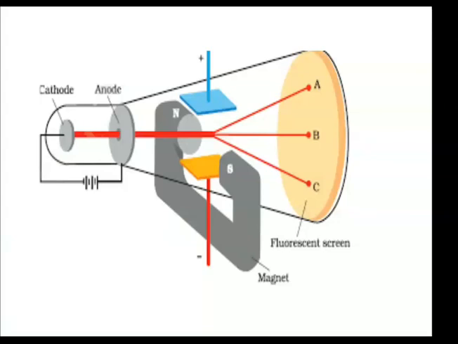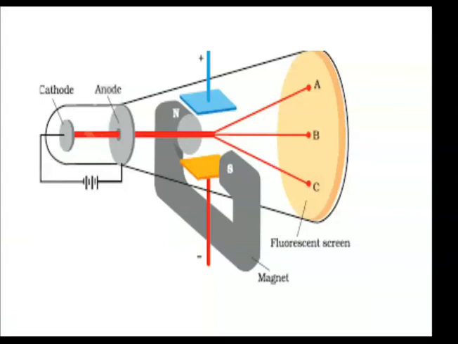Now under the influence of the applied electric field only, means when only electric field was applied, electrons deviate from their path and they strike the fluorescent screen at a certain point which is A in the diagram. So in the presence of only electric field, these radiations strike at point A. And now the electric field was switched off. Only the magnetic field was on. When only magnetic field was on, the electrons struck at the point C in the diagram.